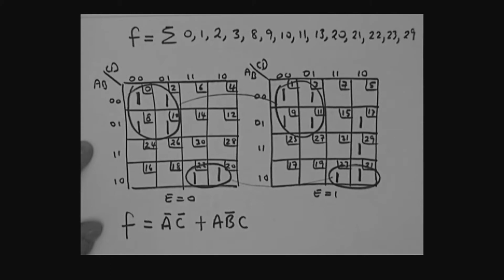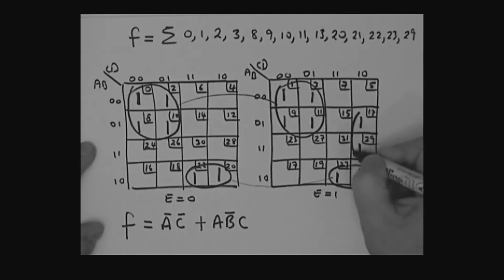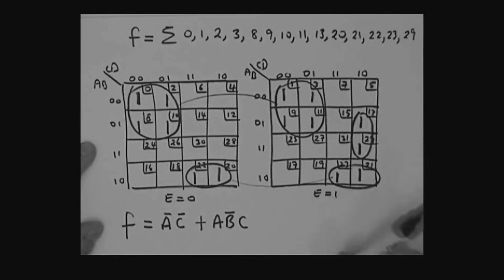Okay, not done yet. We've still got this guy here. What's the grouping I can get here? Well, I can just grab those two, and that's the best I can do. I'll grab those two right there. These two only appear on this map. They don't appear on this one. So let's write that product term down.